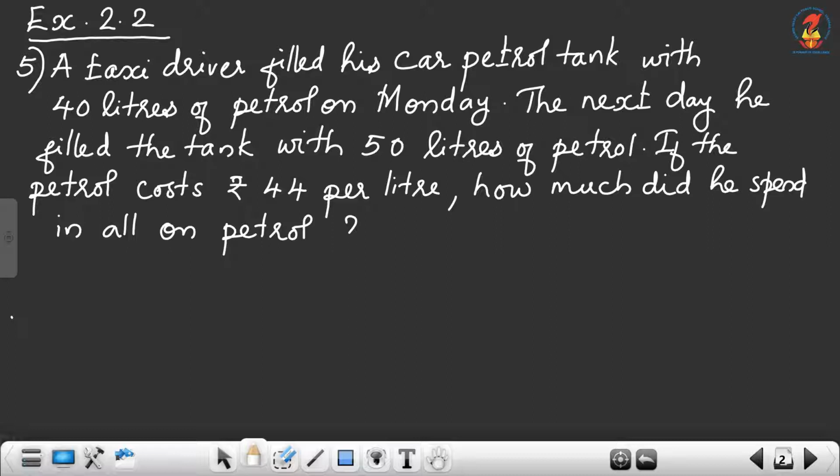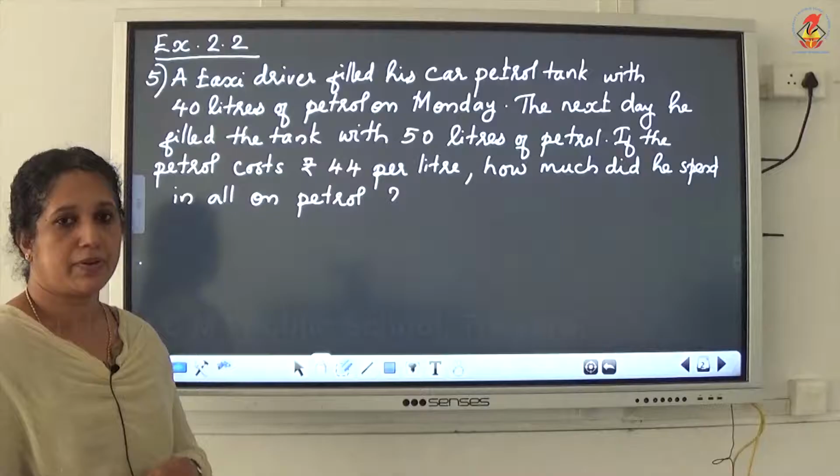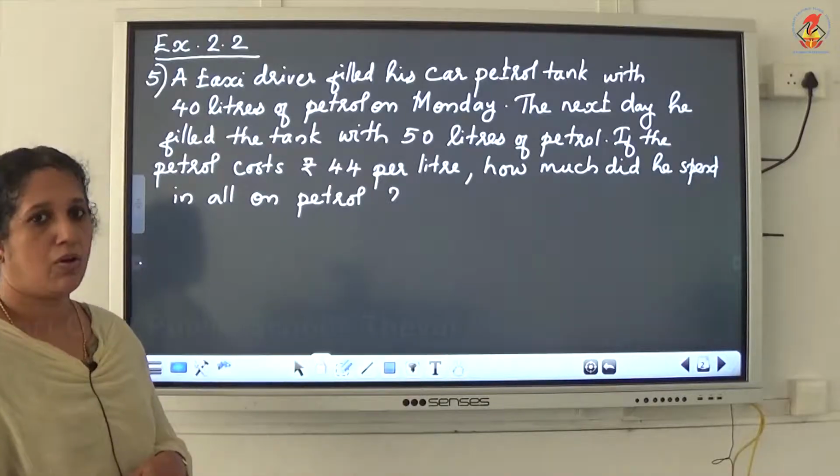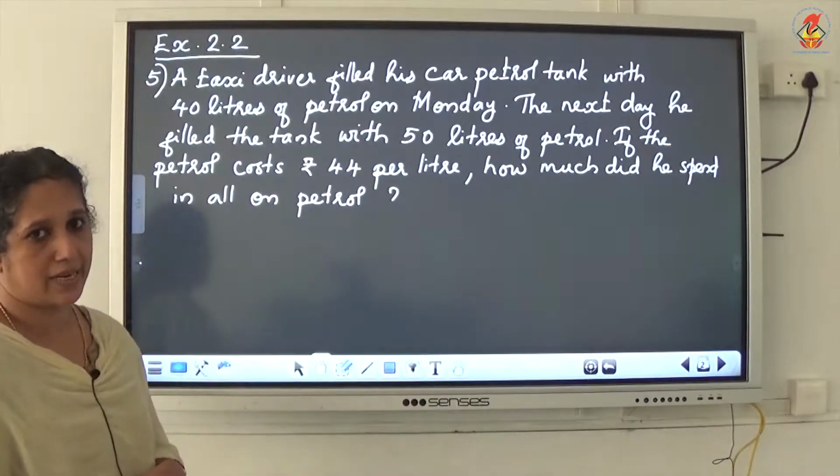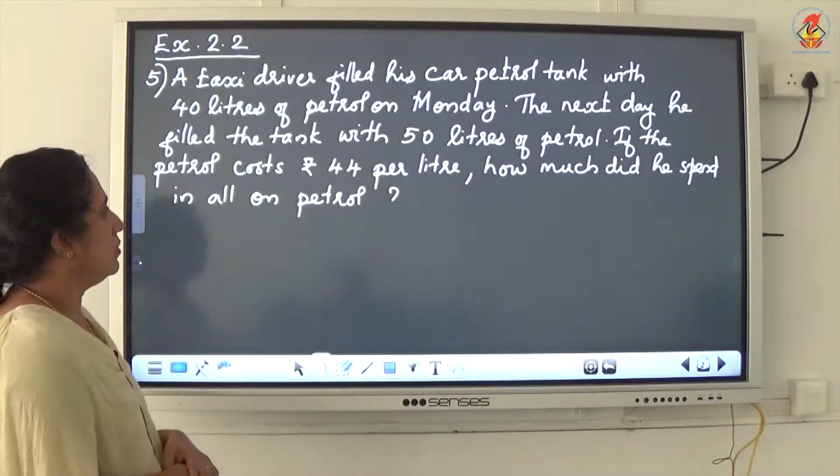Now, the taxi driver filled his car petrol tank with 40 liters of petrol on Monday. So, the quantity of petrol filled on Monday is 40 liters. Now, the next day he filled 50 liters of petrol and the cost of petrol per liter is rupees 44. You have to find the total cost or the total money spent by the taxi driver.